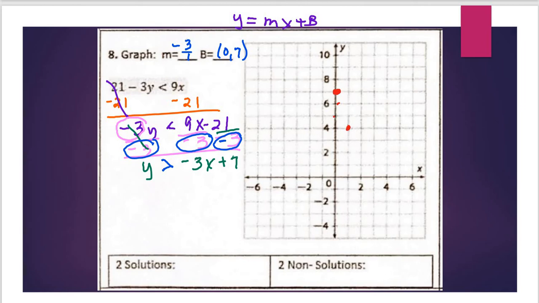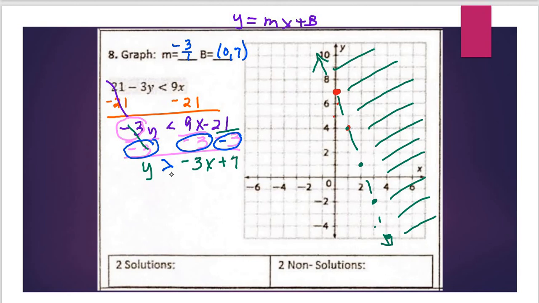Go down, and let me change colors. So 1, 2, 3, and then run to the right 1. Again, down 1, 2, 3, run to the right 1. And once more, down 1, 2, 3, run to the right 1. And notice that this time there is no equal. So this will be a broken line all the way across. Now that we have broken our line, and it says to shade above it, I'm going to shade above it.